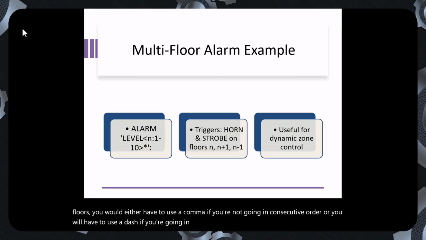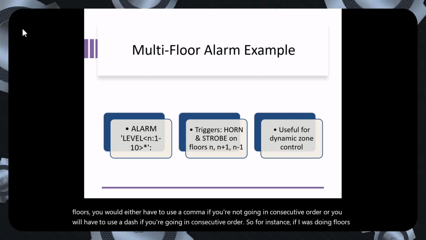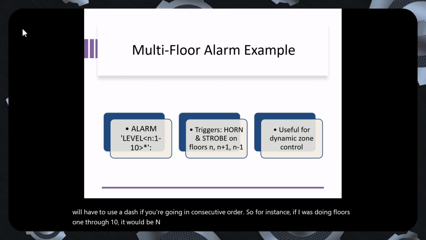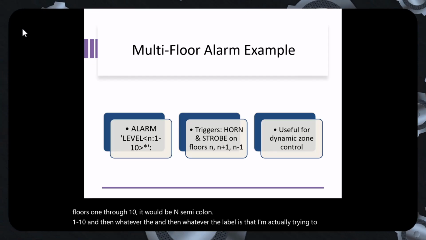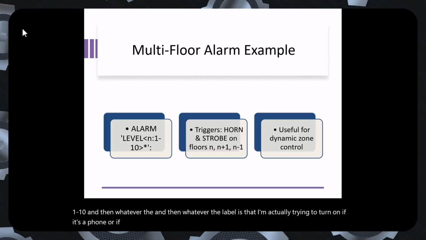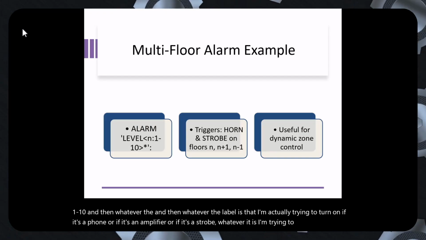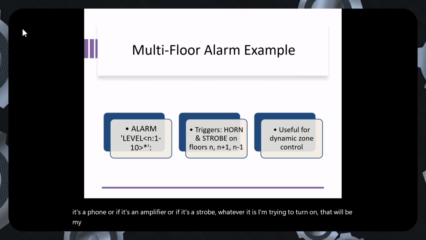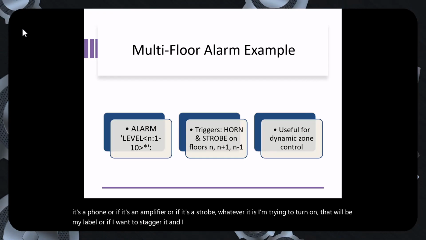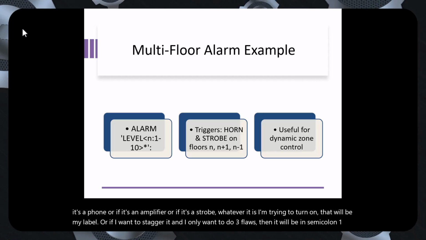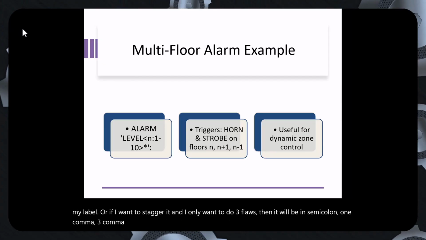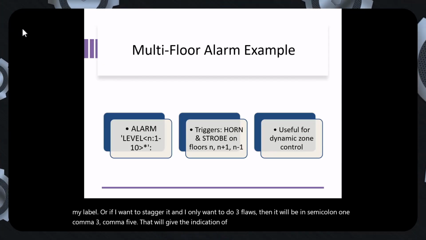So for instance, if I was doing floors 1 through 10, it would be N semicolon 1-10. And then whatever the label is that I'm actually trying to turn on, if it's a phone or an amplifier or a strobe, whatever it is I'm trying to turn on, that will be my label. Or if I want to stagger it and I only want to do 3 floors, then it will be N semicolon 1, 3, 5. That will give the indication of just these floors that I want to control.